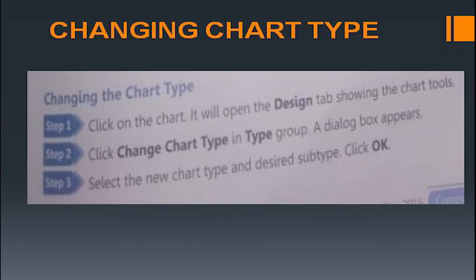Changing chart type. Click on the chart. It will open the Design tab showing some chart tools. Click on Change Chart Type in the Type group. A dialog box appears. Select the new chart type and desired subtype. Click on OK. That means if you selected a column chart, you can immediately change the chart type to a pie chart, area chart or bar chart without deleting the chart.